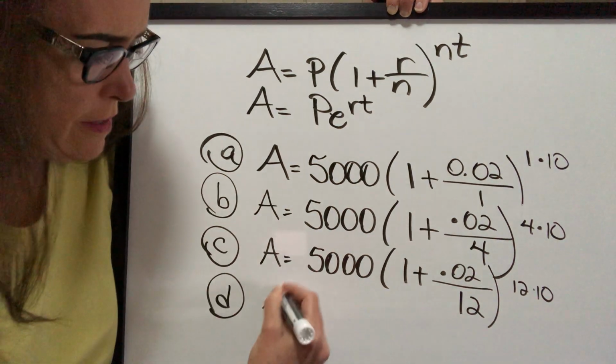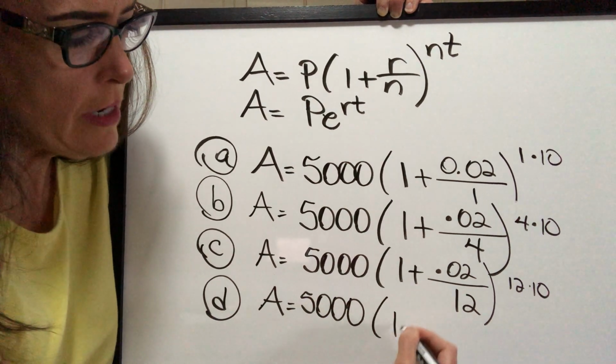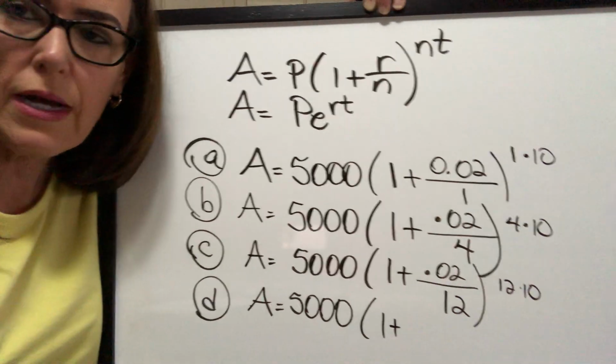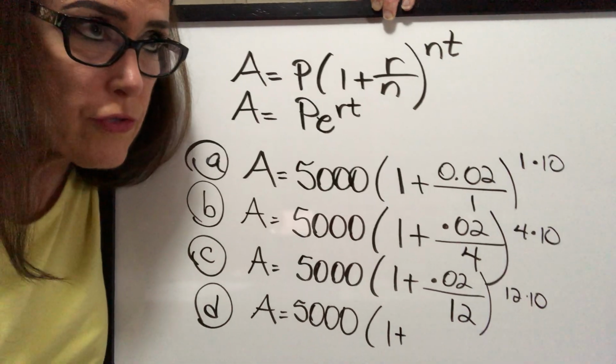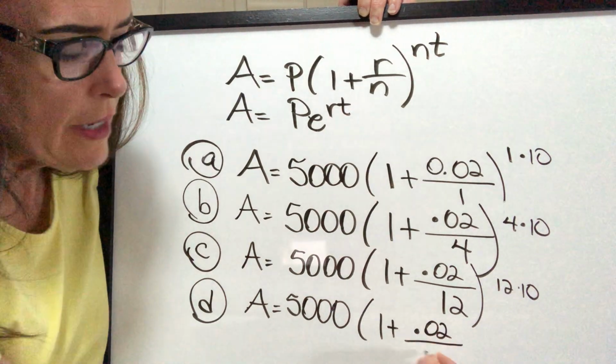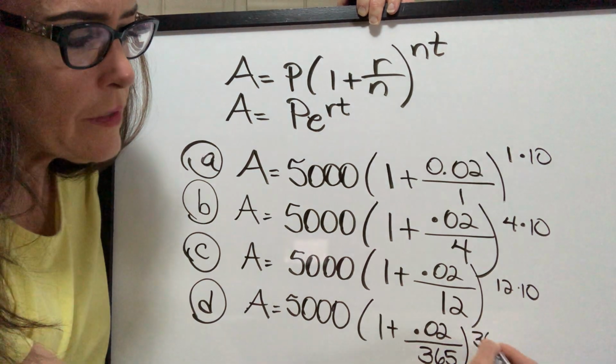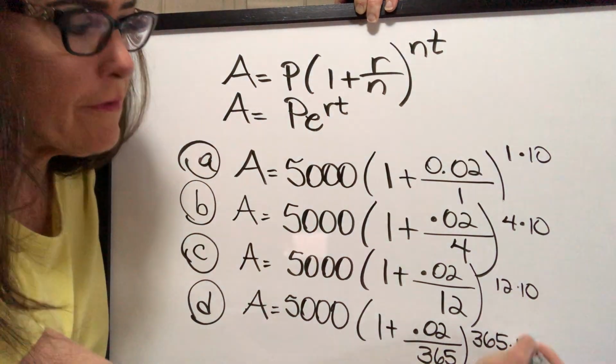So notice the only thing I'm changing each time is the n. Okay, so for D, daily, how many days are in a year? Well, it depends on whether it's leap year or not. 2020 did have an extra day in it, but most years don't have it, so let's not worry about leap year. And say there are 365 days in a year. So then the exponent would be 365 times 10 years.